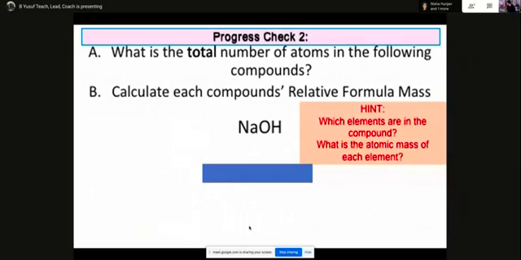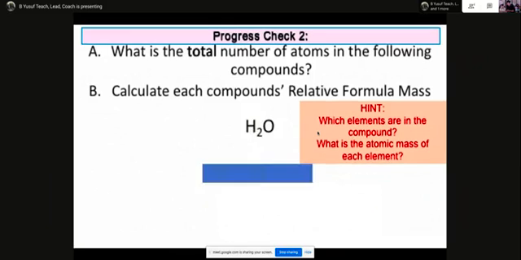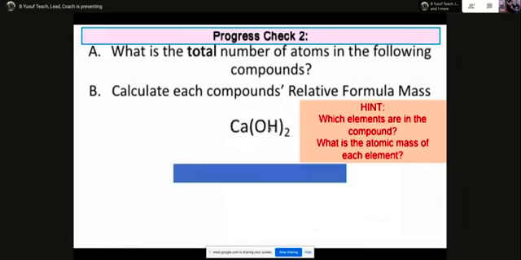So NaOH, how many atoms? You should recognize that you've got 1 sodium, 1 oxygen, 1 hydrogen, 3 atoms. You add up their relative formula masses to give you a value of 40. Now, we have done this before, so this is just an opportunity to practice this and really make sure that you understand it. It's really key for what we're going to be doing later on in this lesson. What about the same with water? How many atoms have you got? The 2 is next to the hydrogen, so there are 2 hydrogen atoms, and there's an oxygen there, so there are 3 atoms. Add up their relative atomic masses, and that gives you a value of 18.